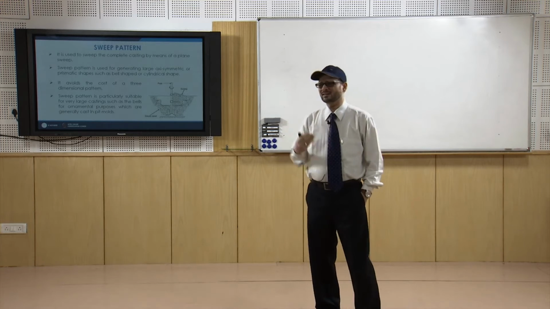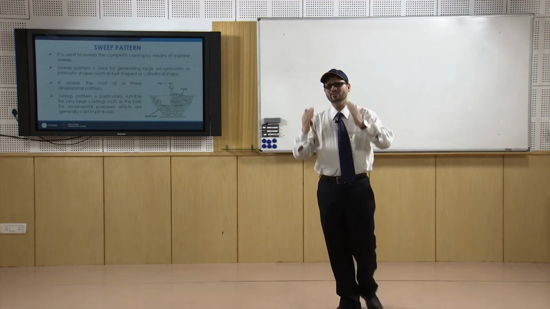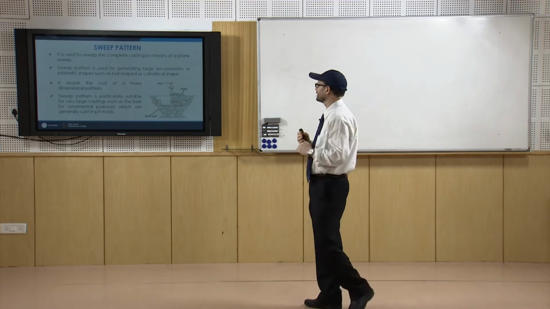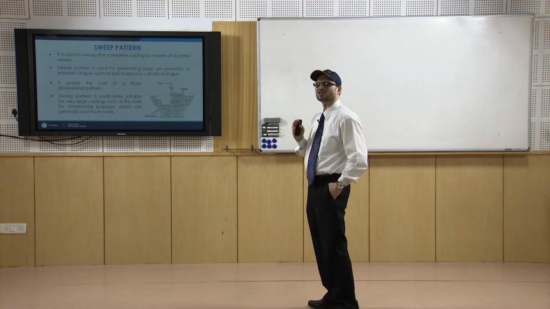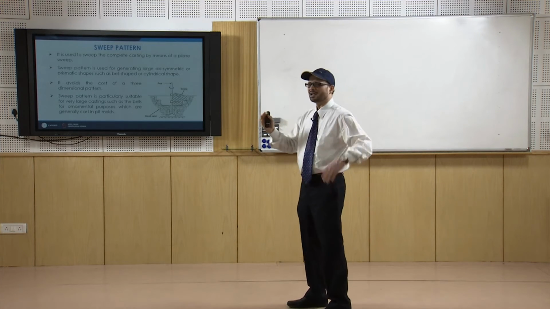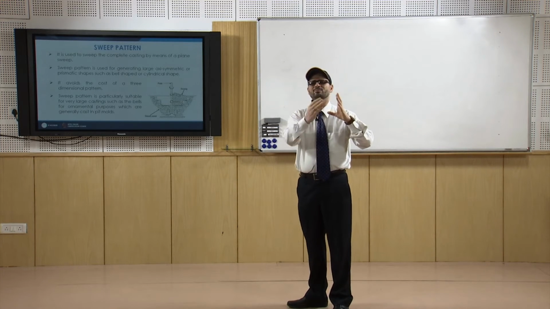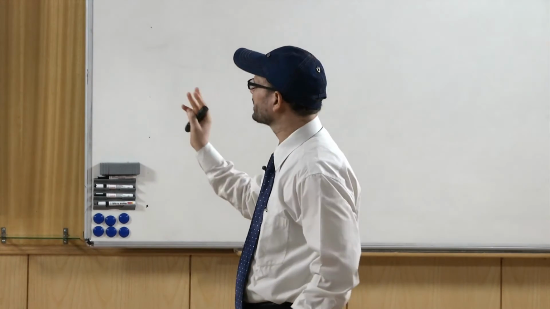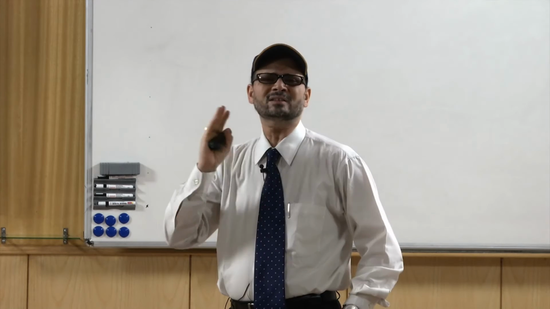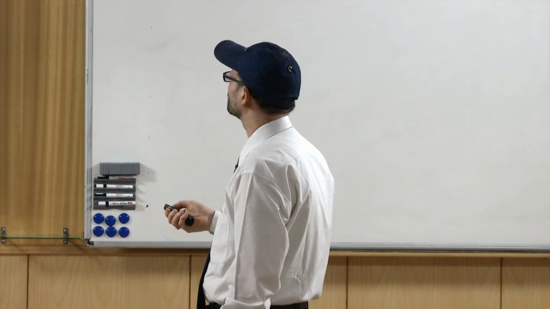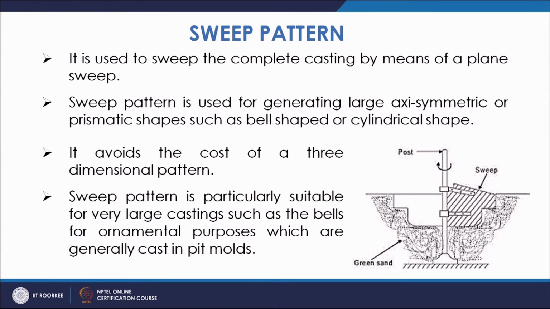Another type of pattern is sweep pattern. When we use axisymmetric or cylindrical shape castings and larger castings, making a full solid pattern of that shape will not be very economical. So, we use a sweeping method so that a pattern can be made by that. It is used to sweep the complete casting by means of a plane sweep.